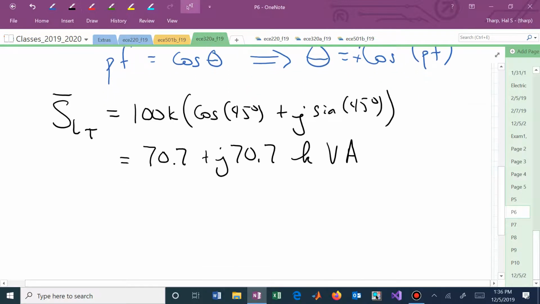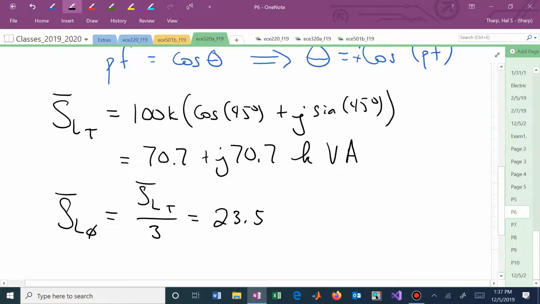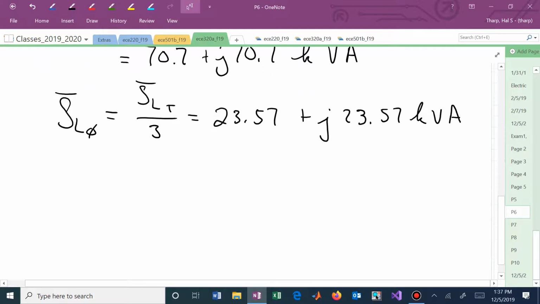Now we can divide that by 3 to obtain the per phase, which now gives us 23.57 plus j 23.57 kVA. We were told that we had a line current magnitude of 25 amps.